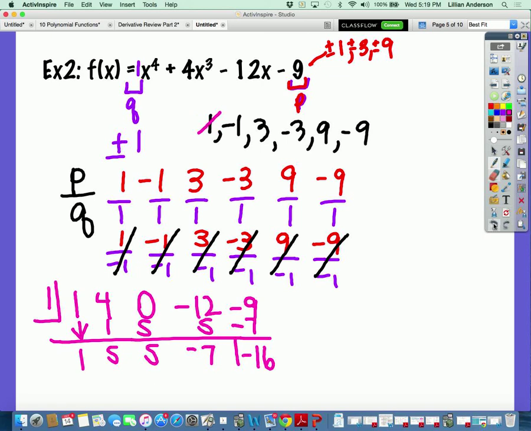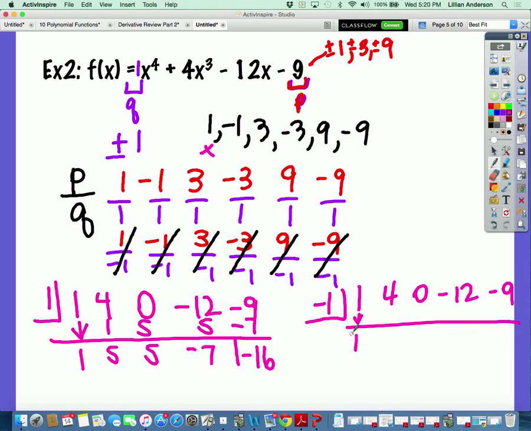And actually, let me not do that. Let me just make a note that this one doesn't work. Because the question did ask for all of our possible rational zeros, so I definitely don't want to cross them out because you definitely don't want to say, hey, Ms. Anderson, these aren't real. I just messed up. So let's do the next one, negative 1.